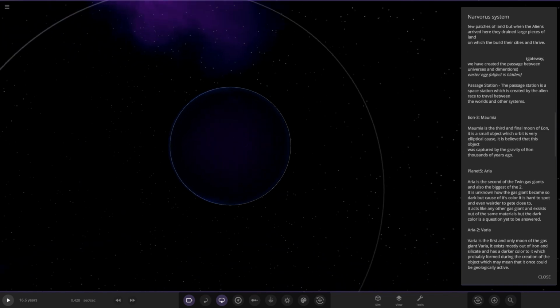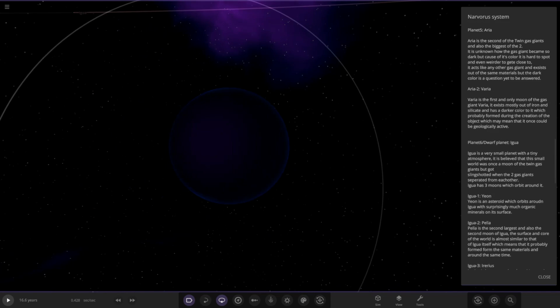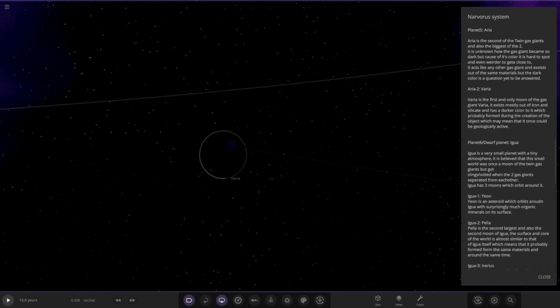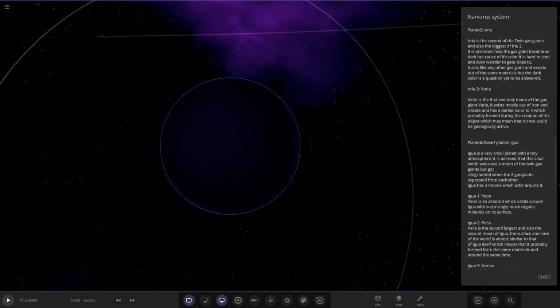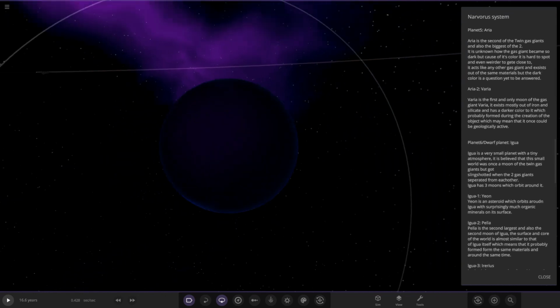Oh, this one's very dark. So this is Aria. Okay. So the first and only moon of the gas giant Varia. Oh, no, because this is Varia here. Okay, so this one is very, very dark, as we can see. You can barely see it. It's got a lot of negative contrast on it.